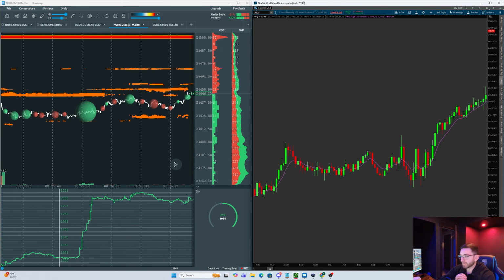So to recap everything we just talked about, CVD helps you see who is actually controlling the market, when moves are losing strength, and when levels have real buying or selling pressure. If you combine CVD with things like support and resistance, supply and demand, or market structure, it becomes a really powerful confirmation tool.